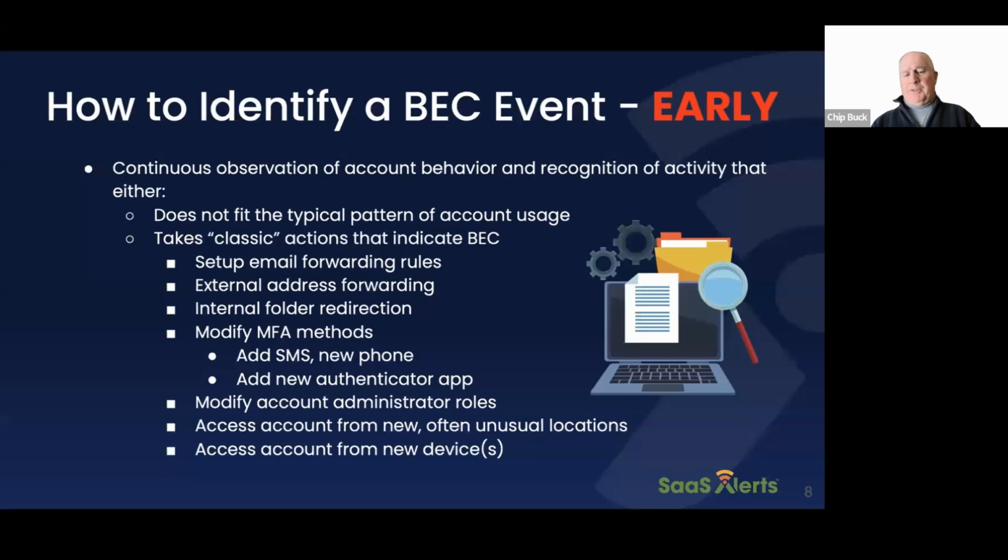Modifying MFA methods. And that can be adding simply a new authentication method, something that people used to commonly use like SMS, or adding a new authenticator app. Modifying account and administrator roles. So if it is a BEC that attacks successfully an administrative account, you'll often see a request to other administrators to escalate privileges. And then, of course, accessing the accounts from unusual locations.